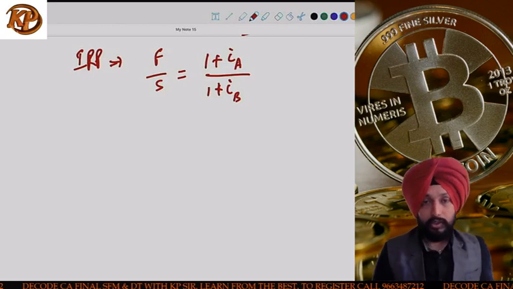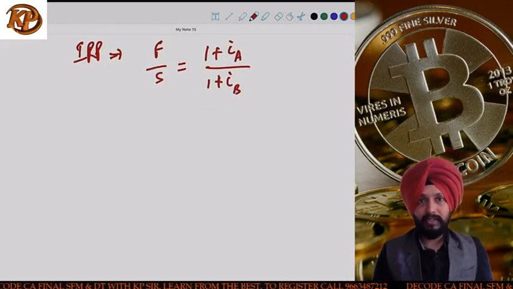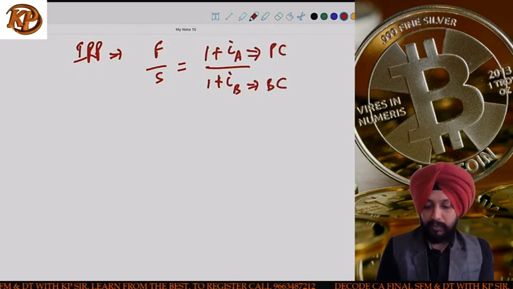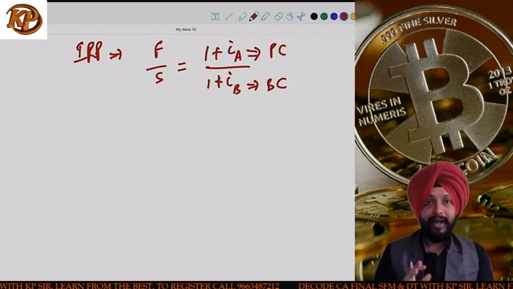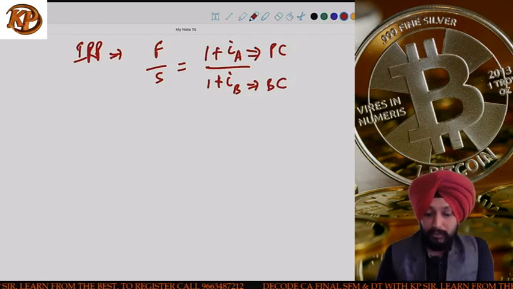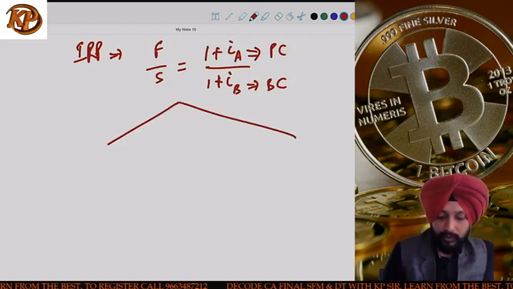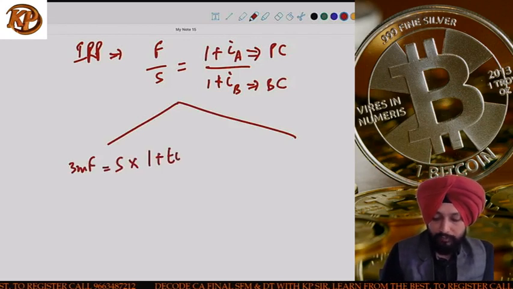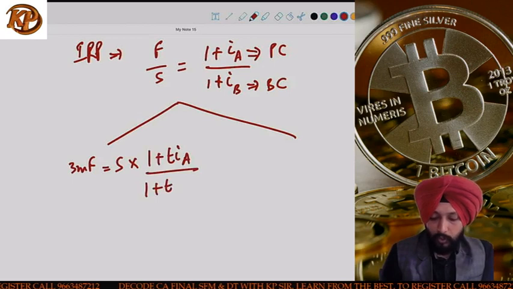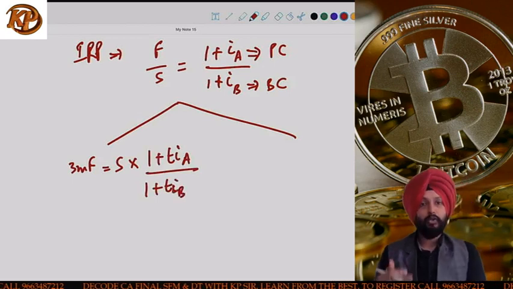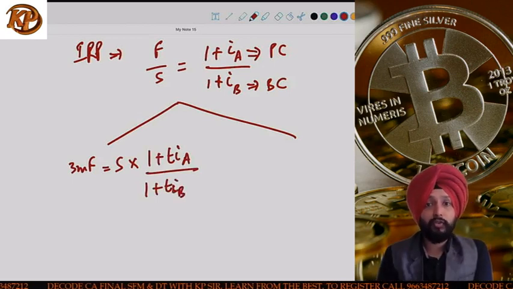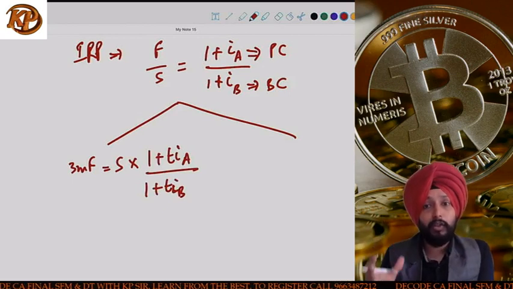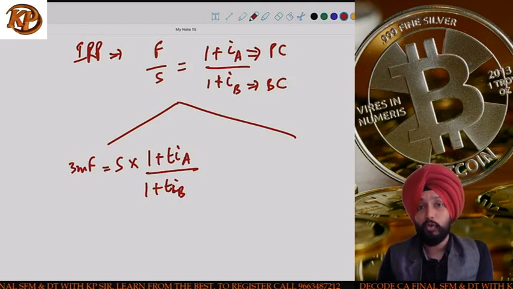Okay, so the equation is given as F by S is equal to (1 plus IA) divided by (1 plus IB), where IA represents the price currency and IB represents the base currency. Never forget that. Now I told you two important things here. I told you that if it is a 3 months forward rate, then when you use this equation, you have to take it as (1 plus T into IA) divided by (1 plus T into IB). Because if my forward rate is for 3 months, then my interest rates which are given on per annum basis should also be converted into 3 months equivalent.